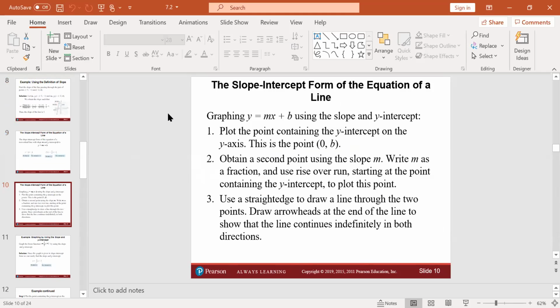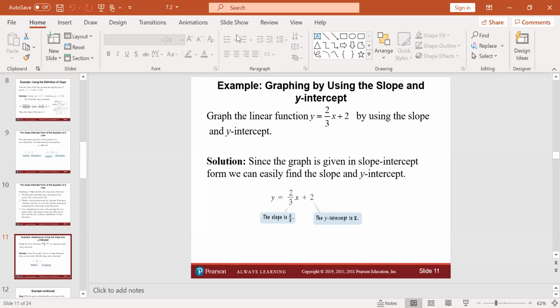So let's talk about graphing y equals mx plus b using the slope and y-intercept. Basically, you're going to use the rise over run interpretation of slope, and then you're going to use the b from y equals mx plus b to figure out your y-intercept. Let's look at that together.